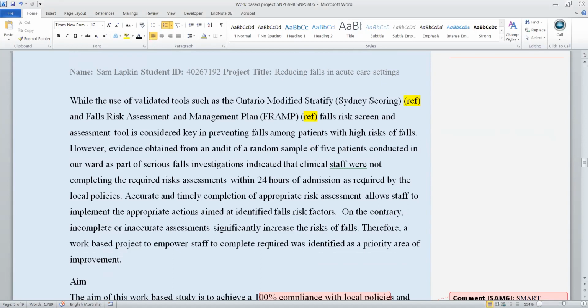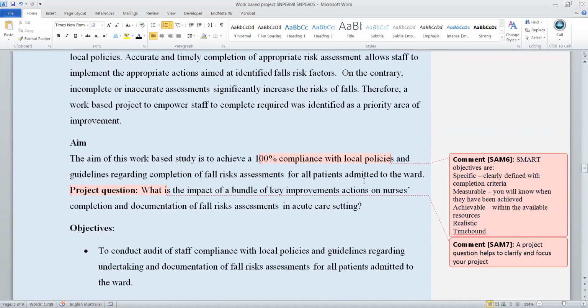And we went ahead as a team and developed this work-based project. I've described the aim here. The aim should be specific and clearly defined. The criteria should be measurable, achievable, realistic, and time-bound. So the aim for this particular project was to ensure 100% compliance with local policies and guidelines regarding the completion and undertaking of falls risk assessment for all patients admitted to the ward.